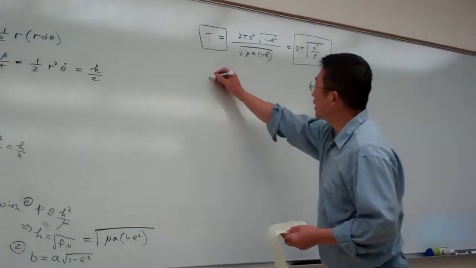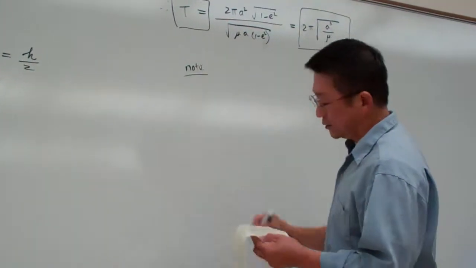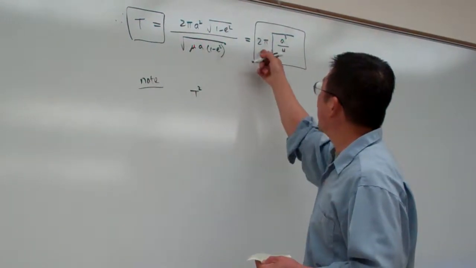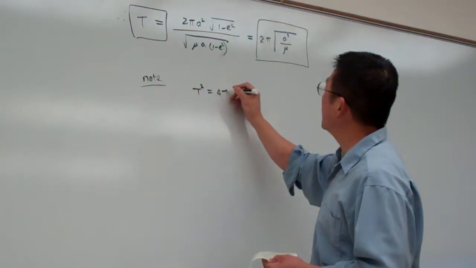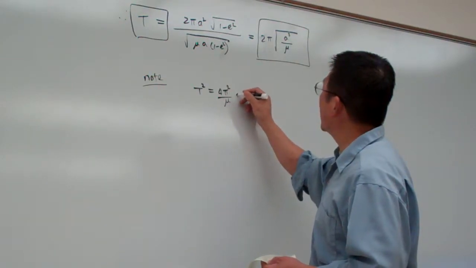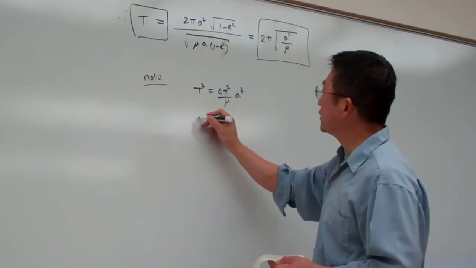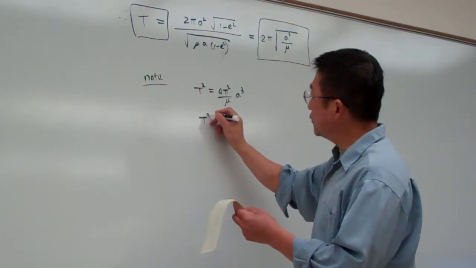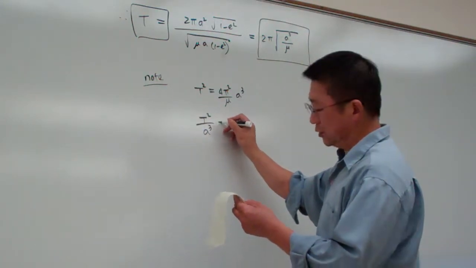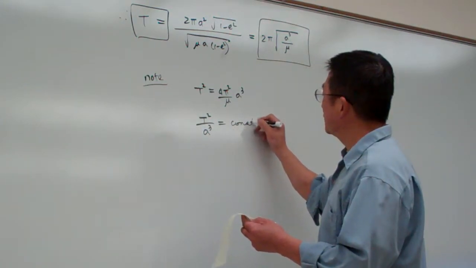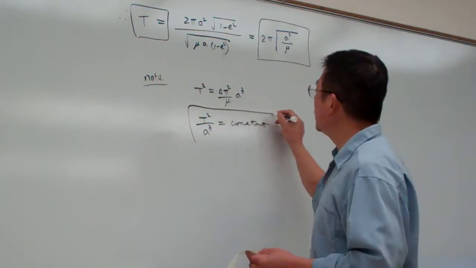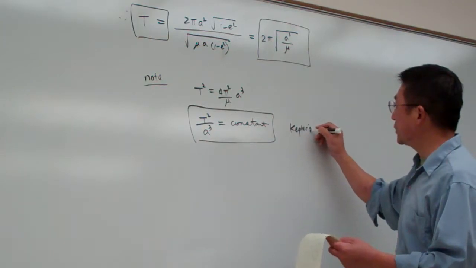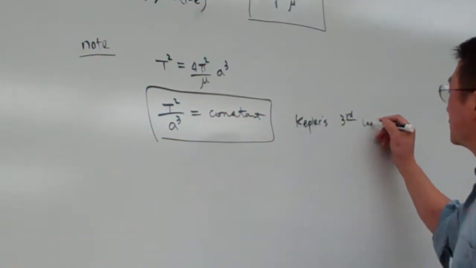From here we can derive one more quantity. Because of T, by squaring this, T squared equals 4 pi squared divided by mu times a cubed. Therefore, in this way we have T squared divided by a cubed equal to a constant. In my notes, this is what people refer to as Kepler's third law.